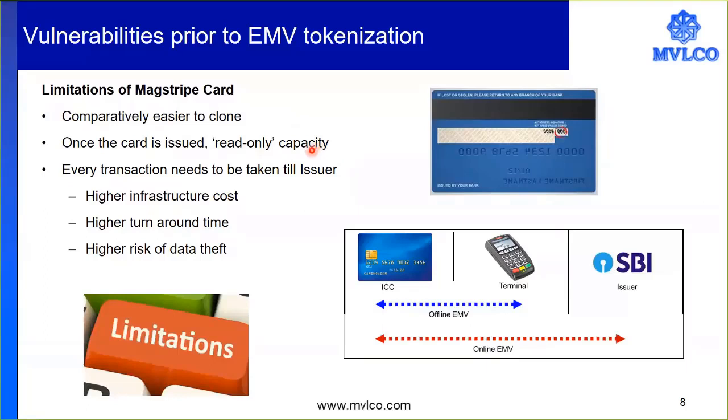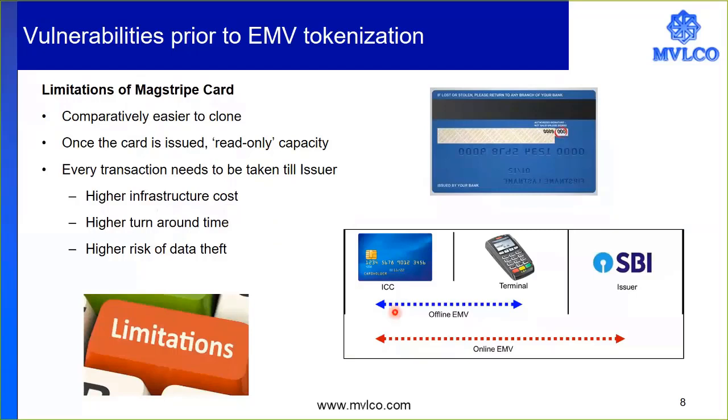Now, since this is a magstripe, it does not have any processing capacity. So every time you want to carry out a transaction, you have to take it right from the merchant till the end of the issuer. And because this transaction path is very long, I would always require higher infrastructure cost, because I would need to create that path till the issuer all the time, along with the necessary bandwidth. Every time the data has to travel till the issuer, the turnaround time would be higher. And because the surface area for a data breach is very high, the risk of data theft is also higher as compared to an EMV transaction. So these are some of the limitations as far as our magstripe card is concerned.